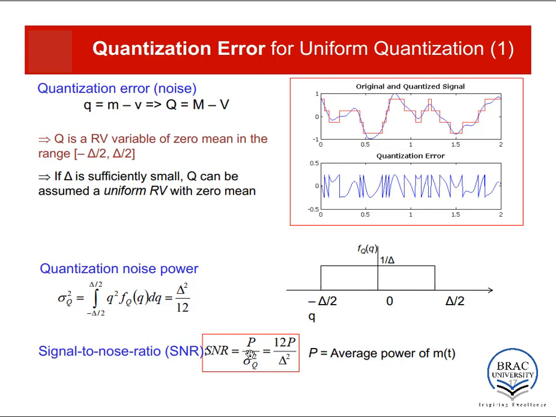Now let's derive the formula of SNR. SNR is signal power by noise power. Signal power is denoted by P, and the noise power is denoted by sigma q square. We know the value of sigma q square, it's delta square by 12. We replace the sigma q square here with delta square by 12, and the 12 goes up. So SNR is 12P by delta square. So we can see that if we want the SNR to increase, then we have to decrease the delta.